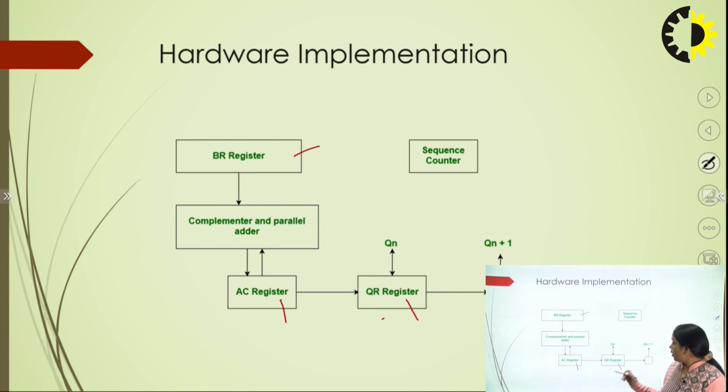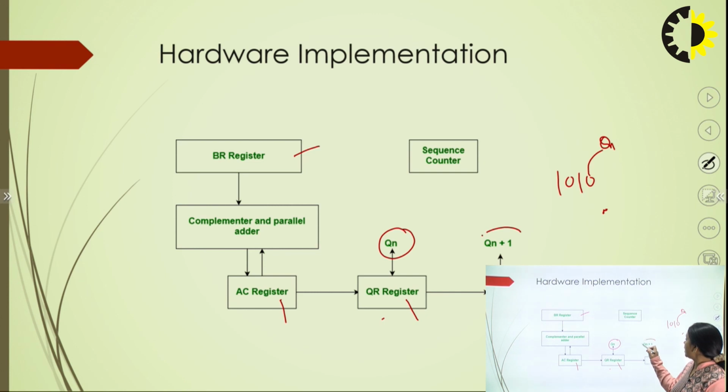Okay. Now Qn. For example, if I have 1010 as the multiplier bits, this last bit is known as Qn, because we will start the multiplication with this bit, the least significant bit. So Qn is the least significant bit of the multiplier. Next is Qn plus 1. Qn plus 1 is a flip flop which has value 0 here.